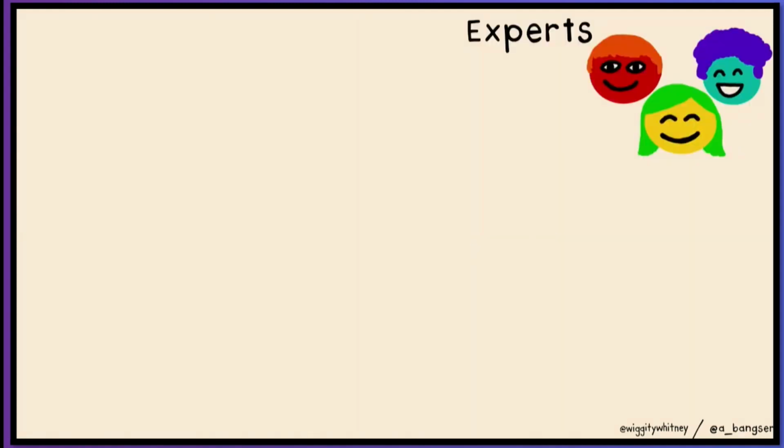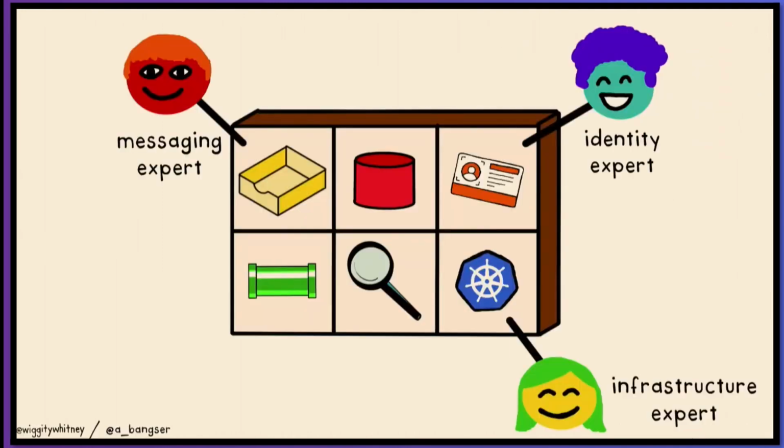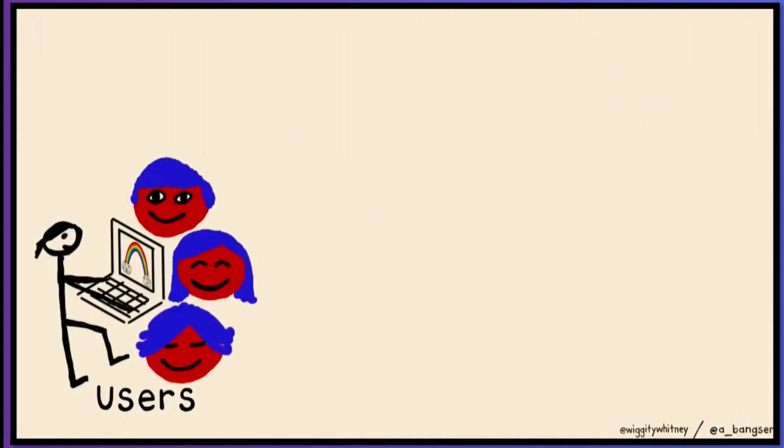So there are three groups of people involved with making or using internal platforms. First up, we have our infrastructure and ops experts. They're going to define and optimize potentially complex stuff that our users want to use. This could be a Kubernetes expert, a database expert, an identity expert. And that brings us to the next group, which are our users.